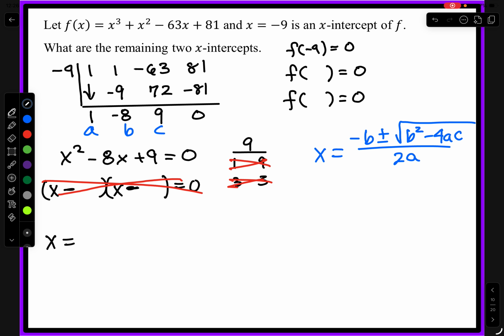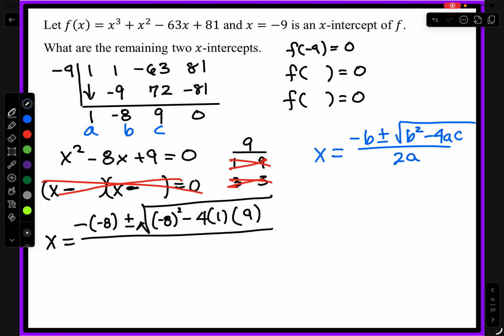So x equals, our -b value is 8, plus or minus the square root, and in the square root we're going to put b to the second power. So again, that same -8 raised to the second power, minus 4 times our value of a, and then times our value of c. We're going to divide this by 2 times our value of a, and we're going to simplify this. So we have 8 plus or minus, with a 2 in the bottom, and all we have to do is simplify the discriminant, this part right here.